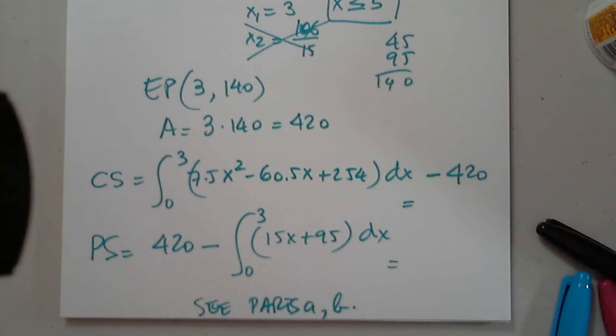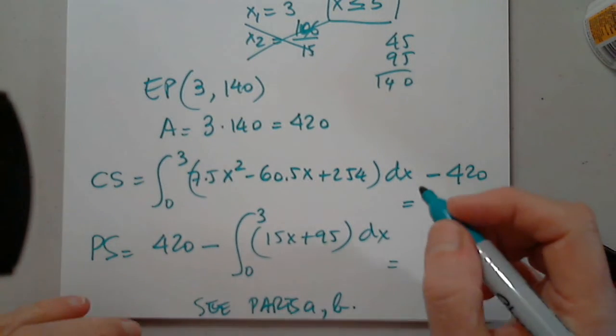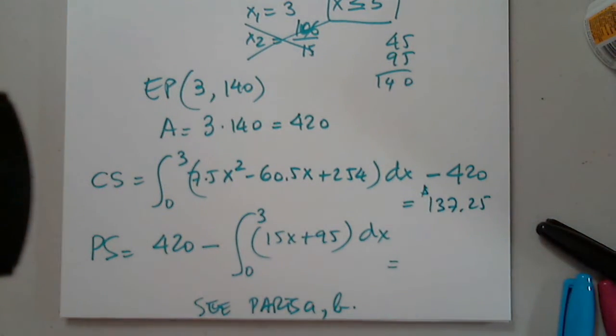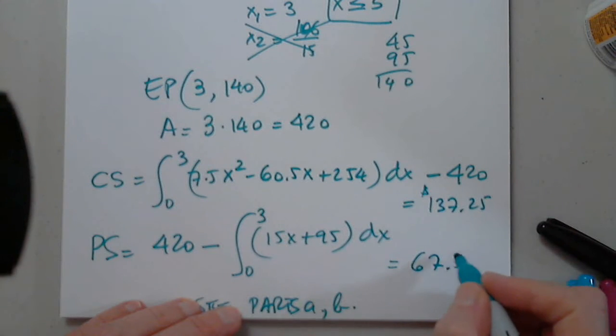Yay! Okay, so I got $137.25. Let me see if I can go back to the previous one. Look at that. I was afraid of typing it again. Brilliant calculator. Thank you. Of course, I have to change this into 420. Okay, 67.5. Done.